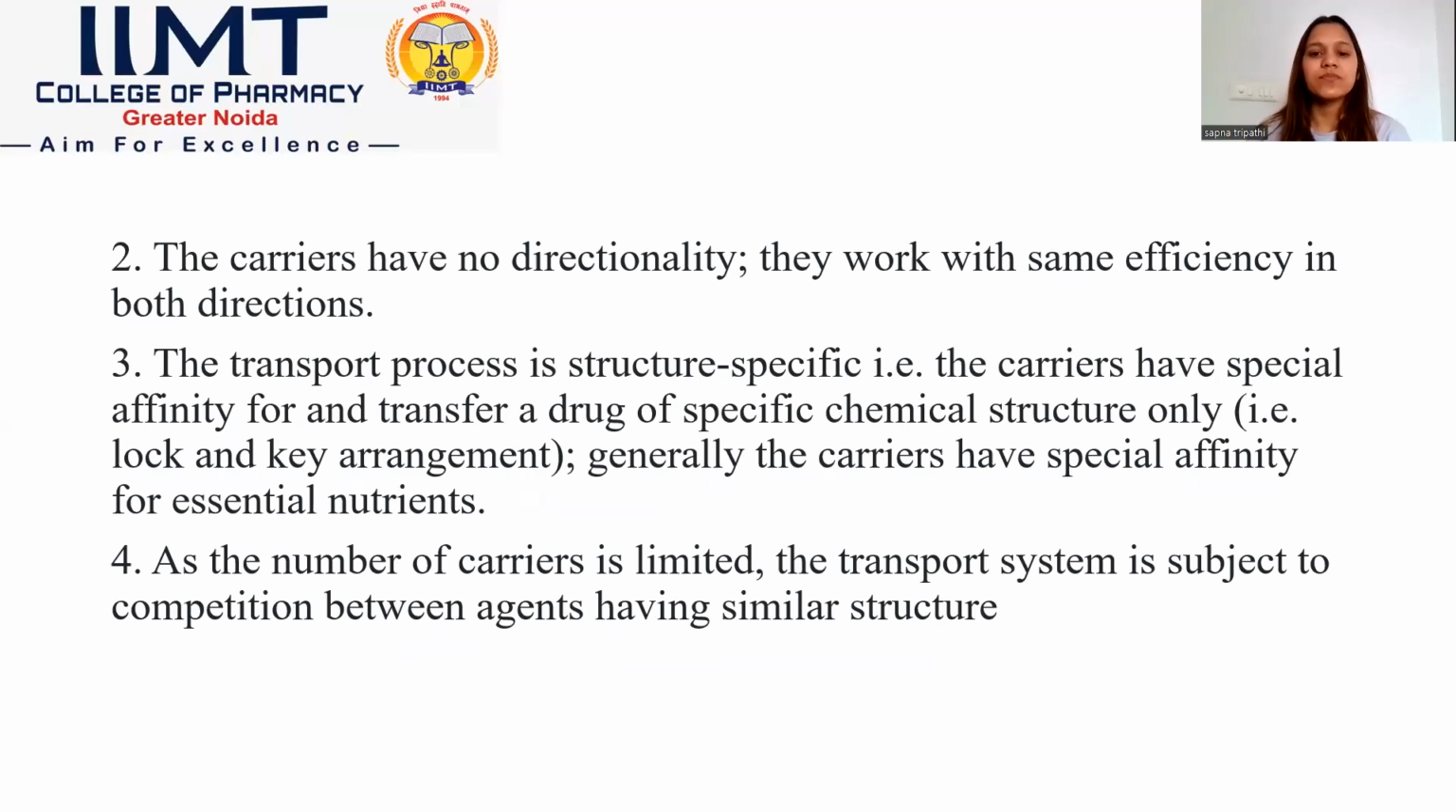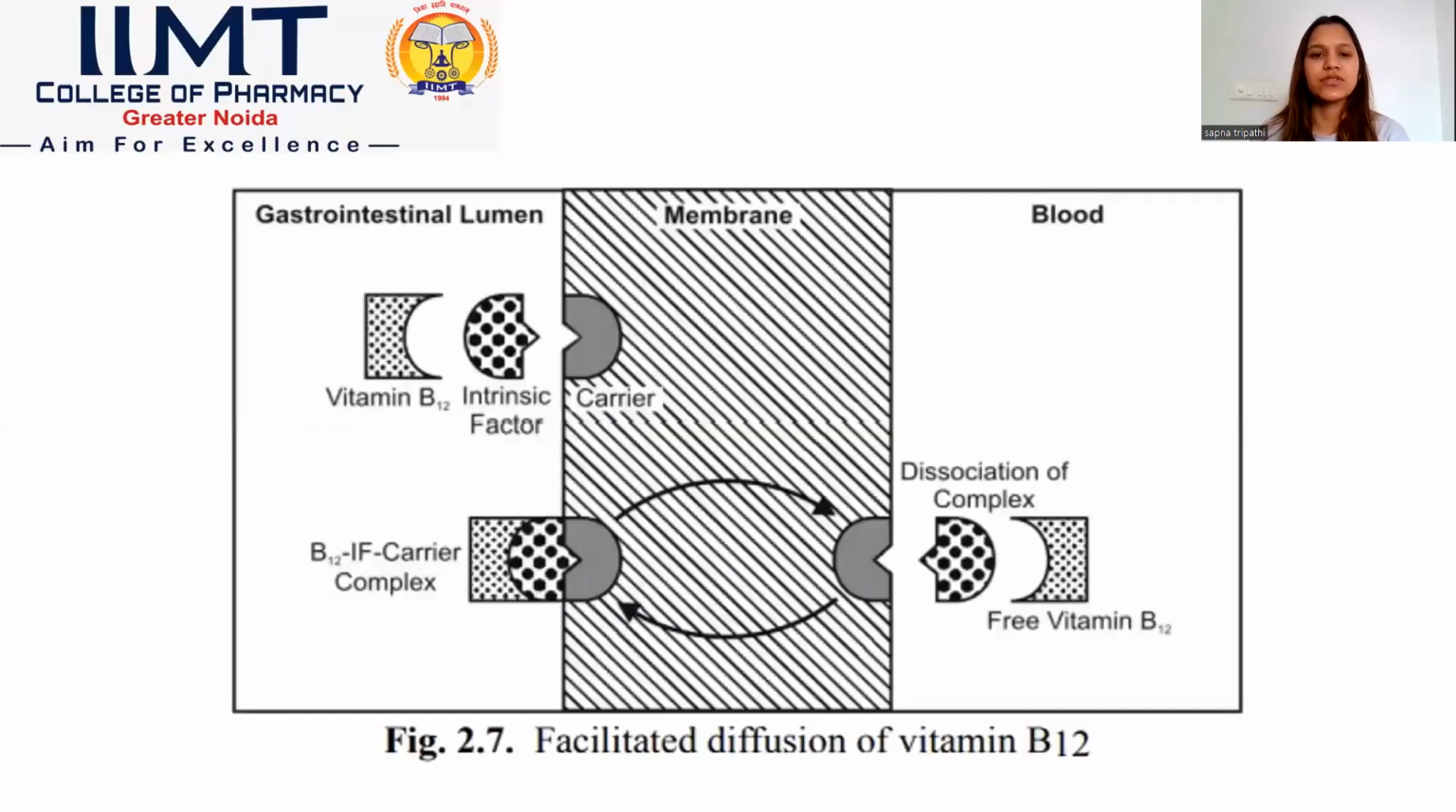Generally the carriers have special affinity for essential nutrients. As the number of carriers is limited, the transport system is subject to competition between agents having similar structures.